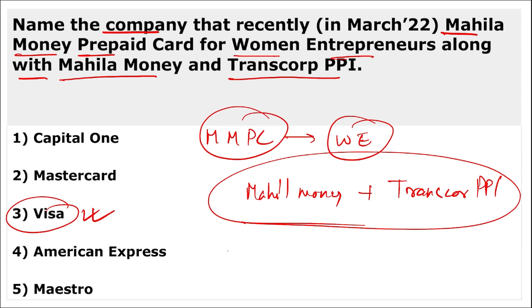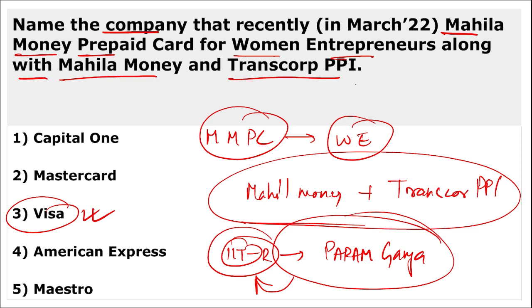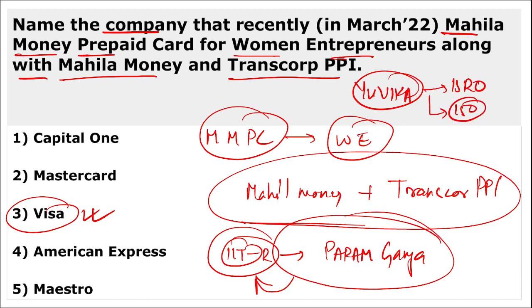Then if I ask you, recently IIT Roorkee has hosted a supercomputer. What is the name of this supercomputer? Param Ganga is the name of the supercomputer that was installed at IIT Roorkee. Then Yuvika is a program that was started by ISRO. 150 school students will be selected by this program. It is also known as the Young Scientists Program, and it was launched by ISRO.